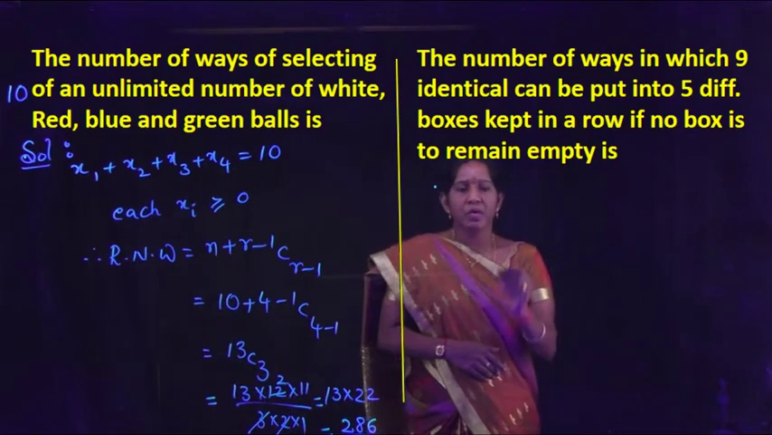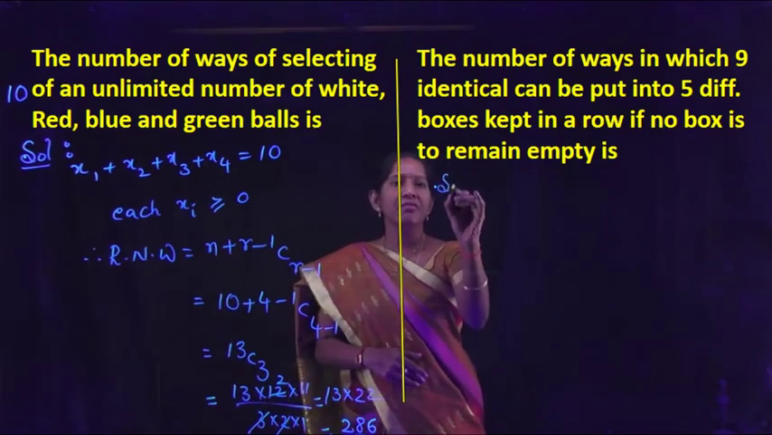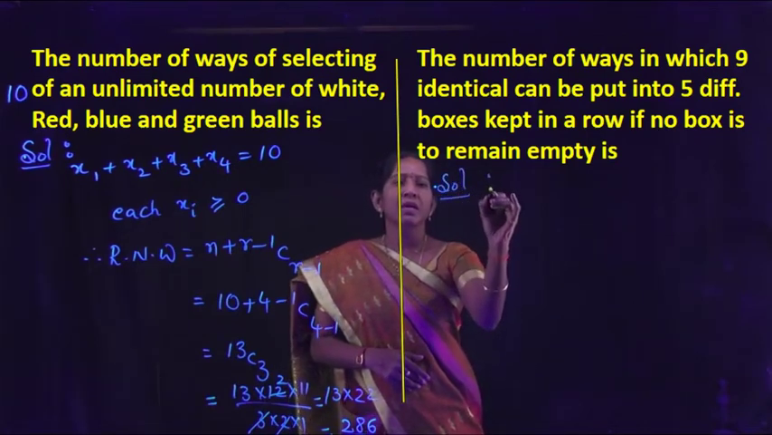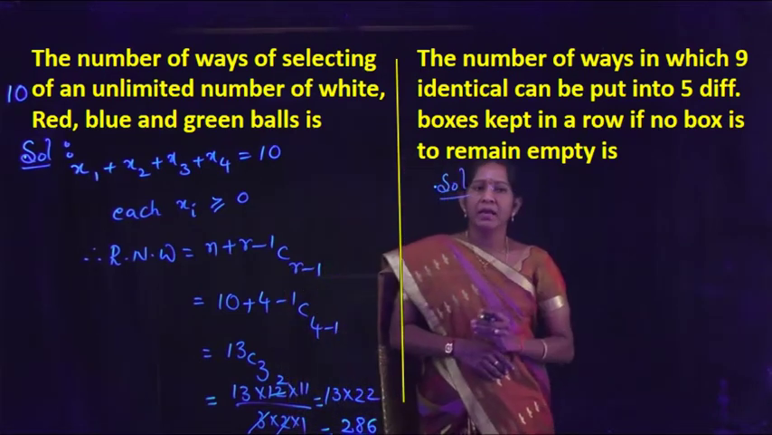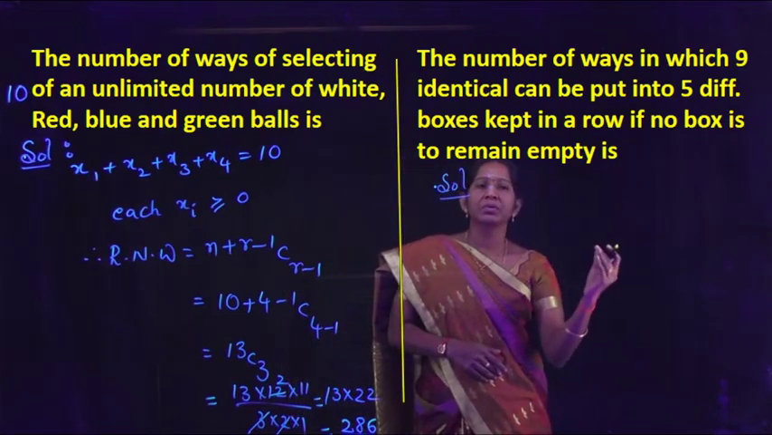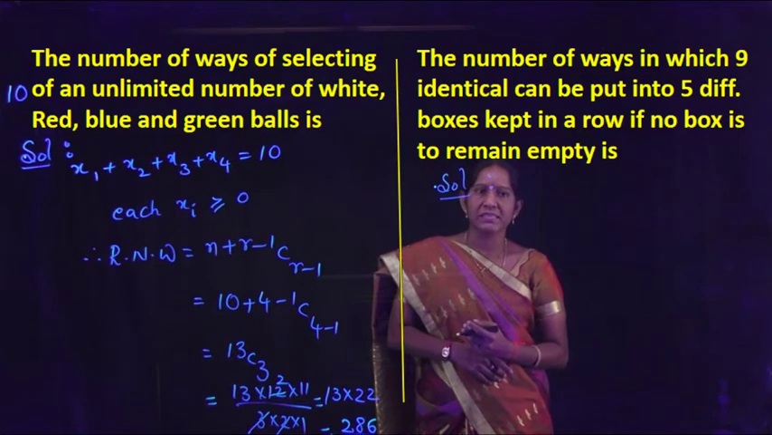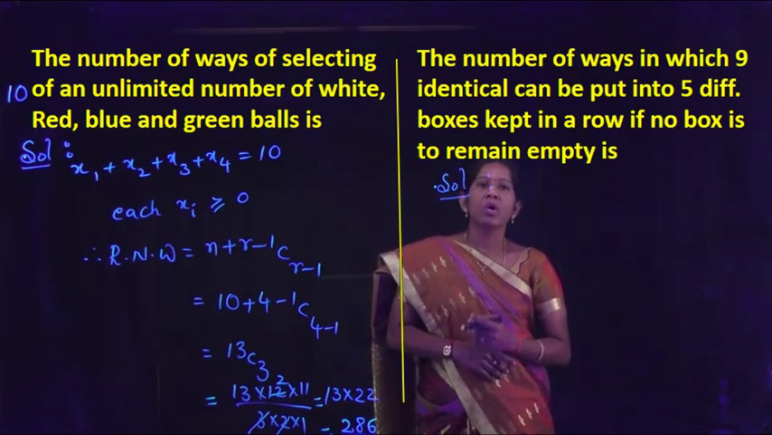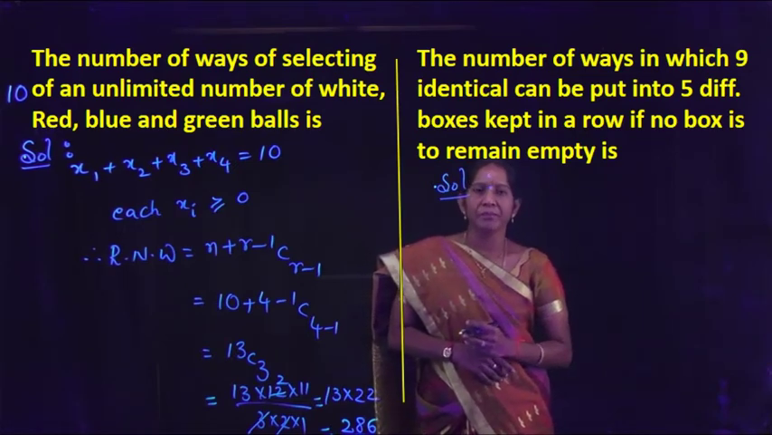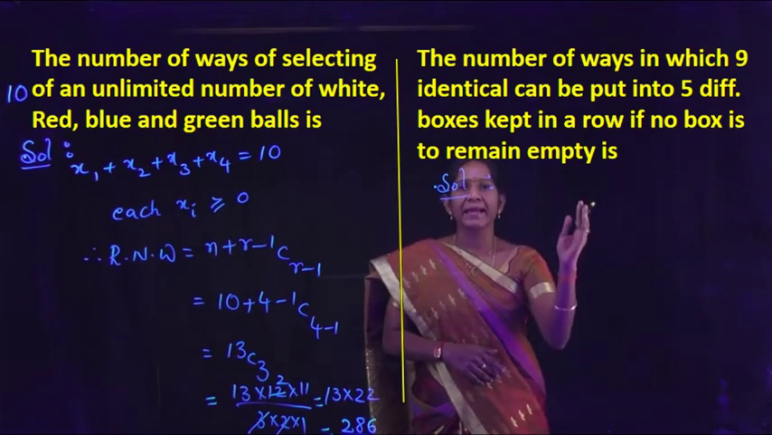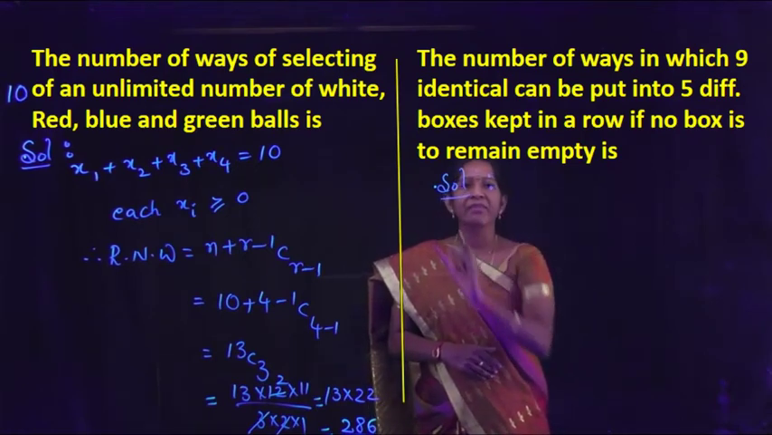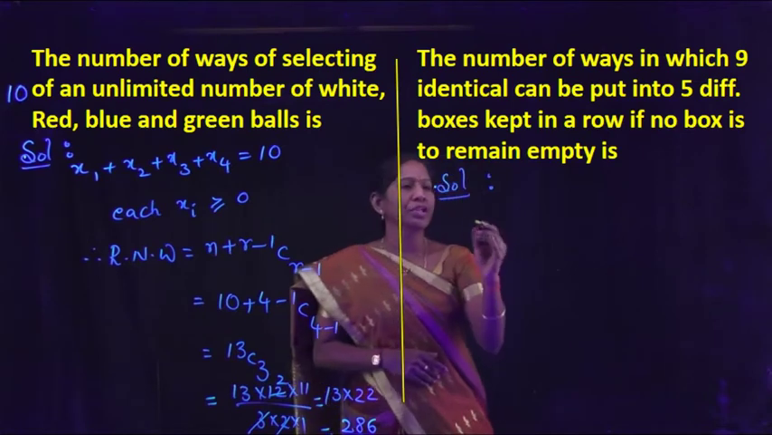Come to the next problem. The number of ways 9 identical things can be put into 5 different boxes in a row, with no box remaining empty. So 9 identical things can be put into 5 different boxes. So how to denote that one?